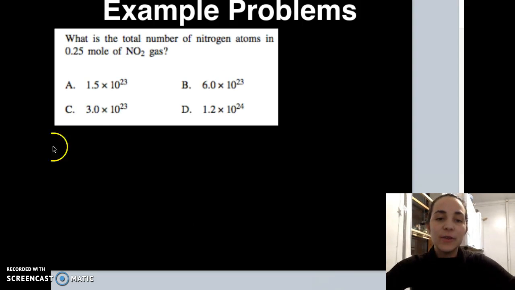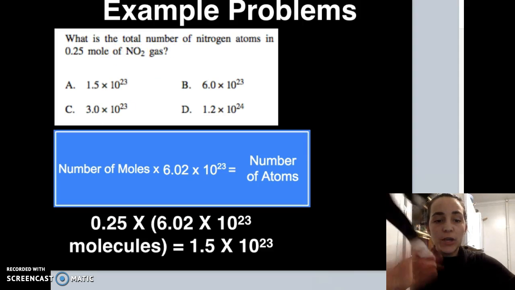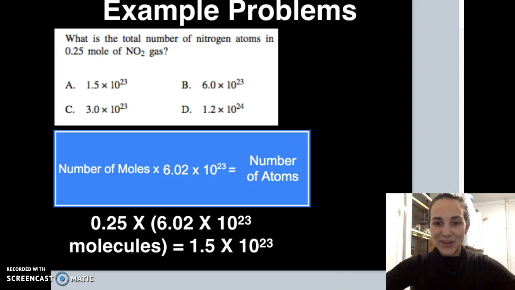On the other hand, for this question, it says, what's the total number of nitrogen atoms in 0.25 moles of NO2 gas? So here we want to think more about our particular atoms. When we're looking at nitrogen, we just have 1 atom per molecule. So we can say that we have 0.25 times 6.02 times 10 to the 23rd, and that's going to be equal to 1.5 times 10 to the 23rd atoms of nitrogen.